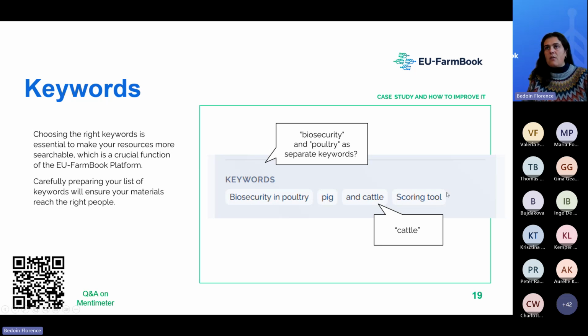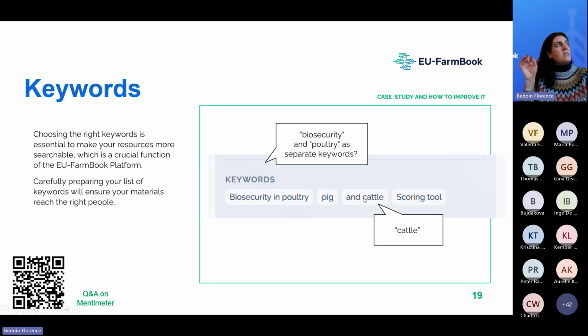Here is an example of keywords from a document. Biosecurity in poultry is one keyword. I think it's relevant to have it as one keyword, but maybe it should also be written as biosecurity alone and poultry alone. And also here, there was a mistake. They wrote "and cattle" as a keyword where it should be only cattle.